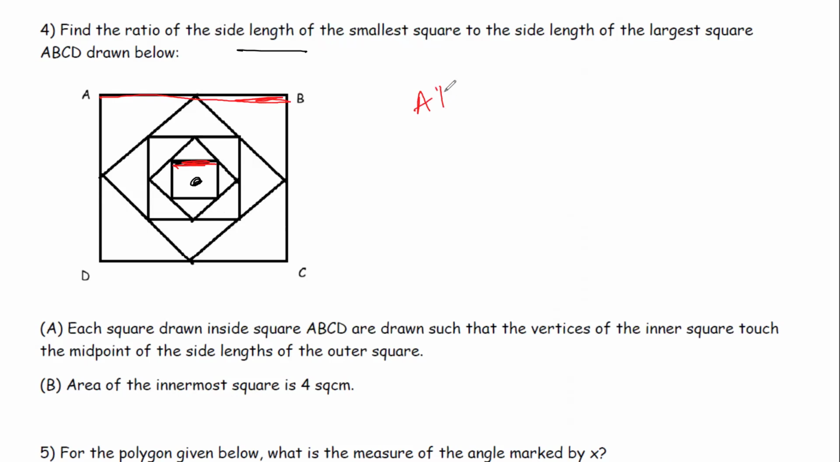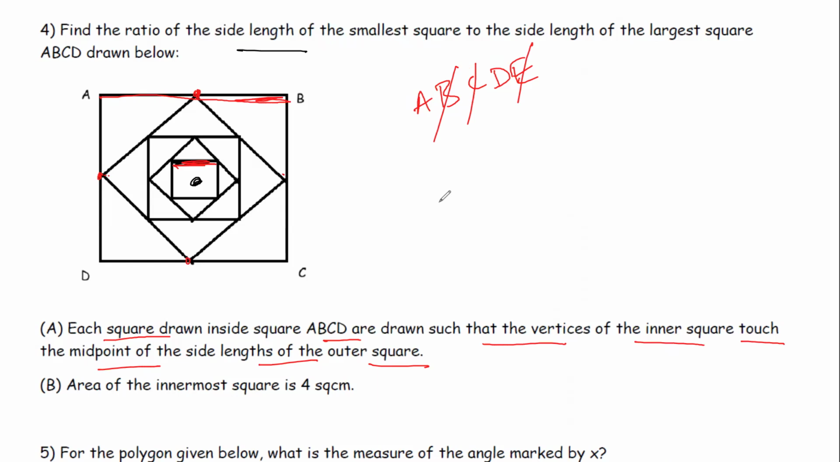Okay, first statement A. Each square drawn inside square ABCD is drawn such that the vertices of the inner square touch the midpoint of the side lengths of the outer square. So now we know how these inner squares are drawn. We know that it is touching the midpoint of the outer square side, all of these. And so that's how it goes. So using A alone, we get the answer.